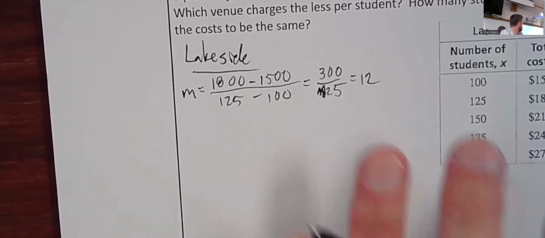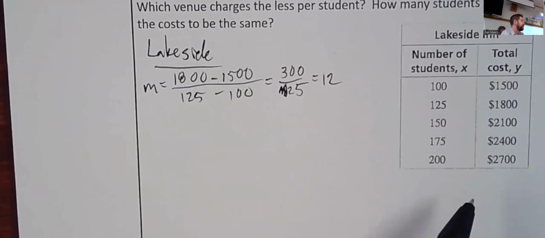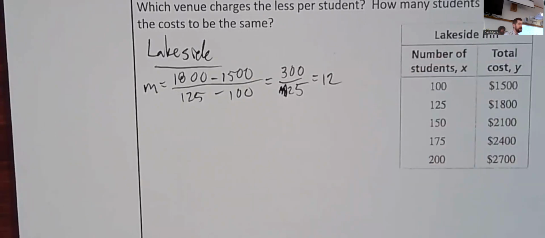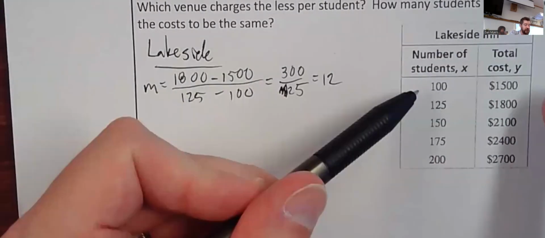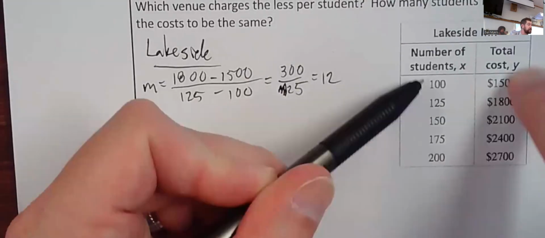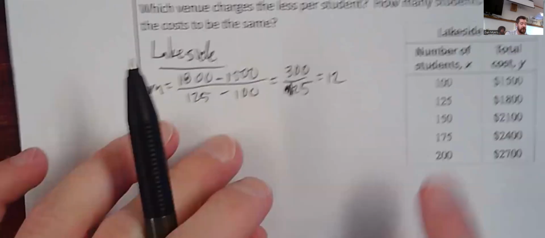And then we got to choose one of these coordinates as well to use with our point slope equation, because we need the slope intercept form eventually, but we don't have anything in terms of y-intercept yet. So I'm just going to use the first point here for point slope. And again, it doesn't matter which of these points you use with point slope. It makes no difference at all. You'll end up in the same place either way. I'm just going to pick 100 and 1500.